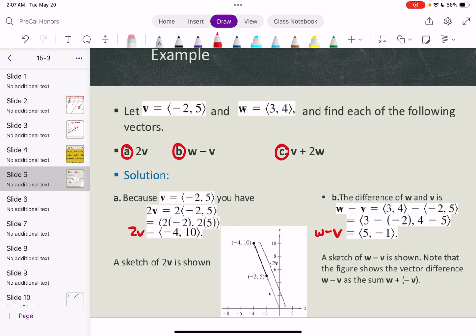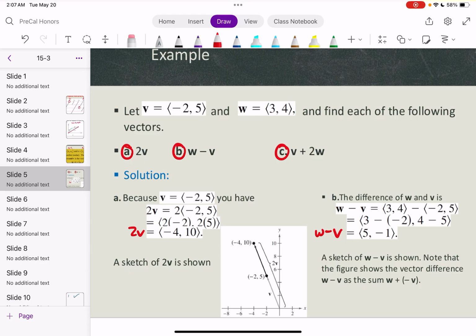Now it's always important to write down what the problem is, because we do not want it to be associated that we're trying to say that v is equal to a certain vector, or that w. In this case, we are subtracting w minus v as that vector. The result would be w minus v equals our 5, -1 vector.